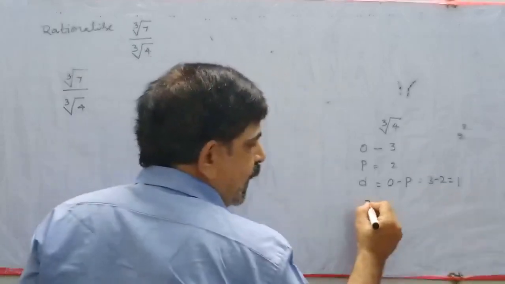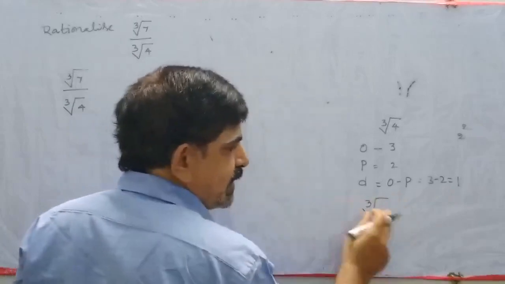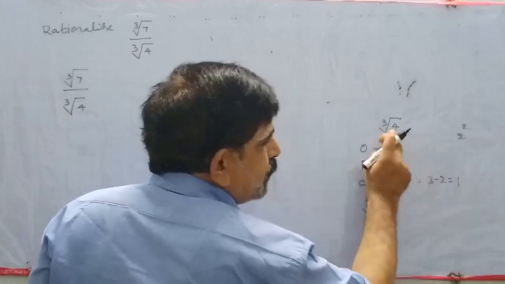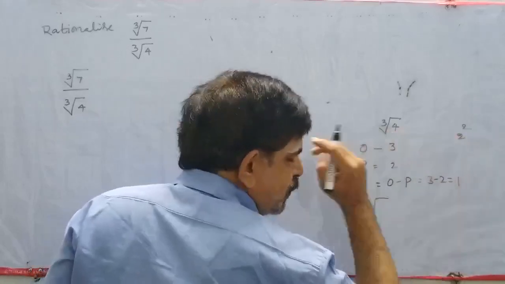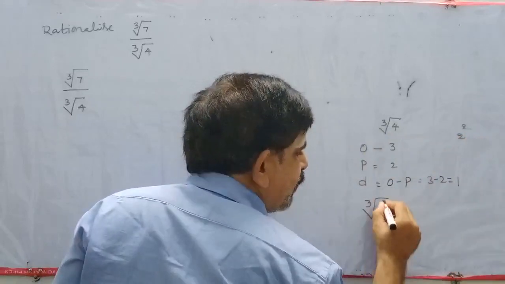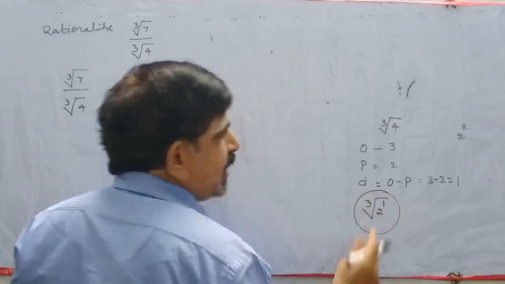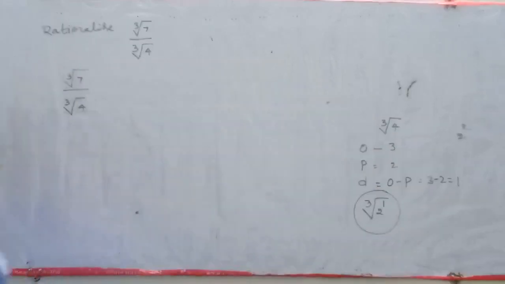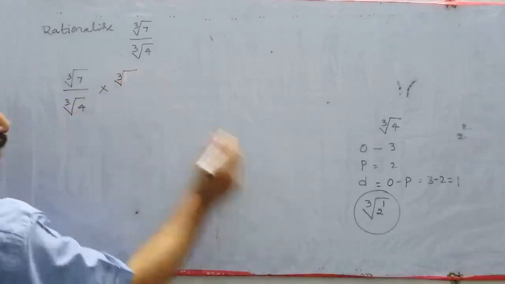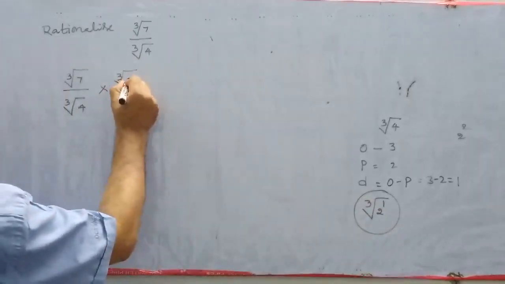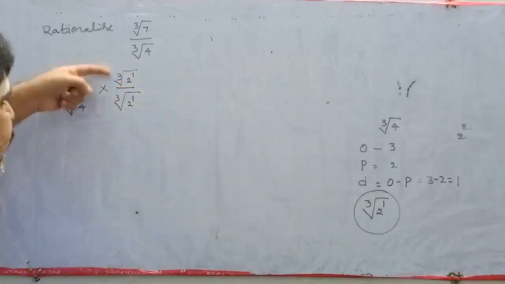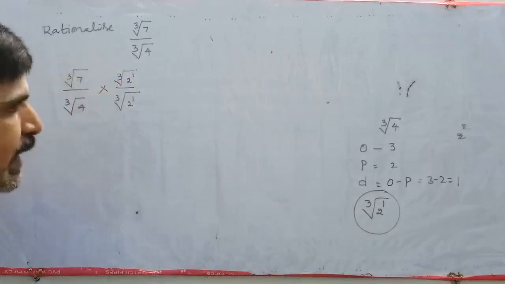Now with the same order, cube root, then we have to write the radicand. What is the radicand? Power. 2 is the base and its power is 1. So 2 power 1 is the rationalizing factor of cube root of 4. Okay. So into cube root of 2 power 1 by cube root of 2 power 1. Both numerator and denominator we have to multiply and divide.